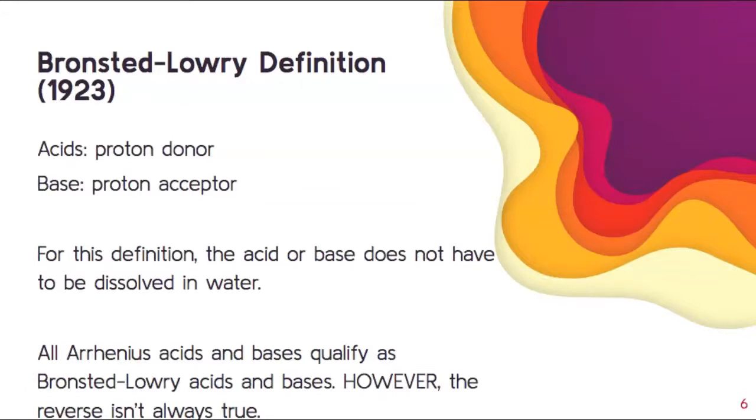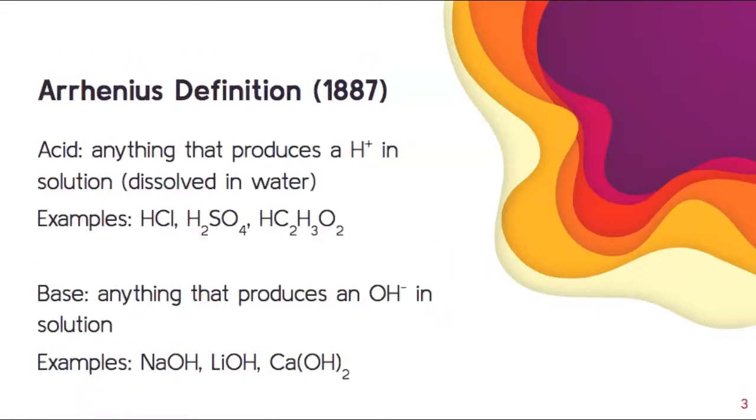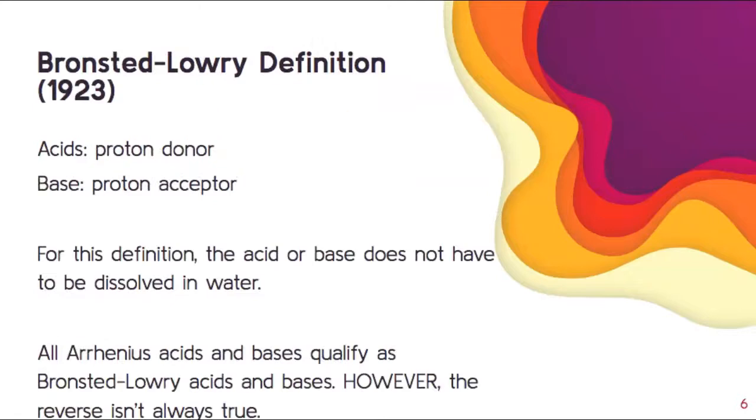Which leads us to our next definition, the Bronsted-Lowry definition. Again, made by a couple of scientists working together, one with the last name Bronsted, one with the last name Lowry. And so their definition said that all acids are proton donors, okay? Which means they give away a proton, and all bases are proton acceptors. One big difference between this definition and our last one was that they do not have to be dissolved in water, although oftentimes they are, but they don't have to be. And all the Arrhenius ones, all of these guys, they all qualify as acids and bases under this definition. But the reverse isn't always true, okay?